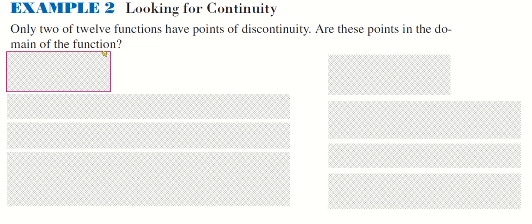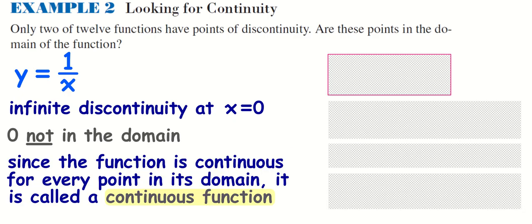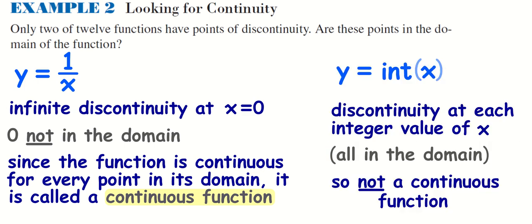Next example. Only 2 of the 12 basic functions have points of discontinuity. Are these points in the domain of the function? So we have to identify first which 2. So which of the 2 graphs are not completely continuous, over the course of x, from negative infinity to infinity for x? That one. And that one.